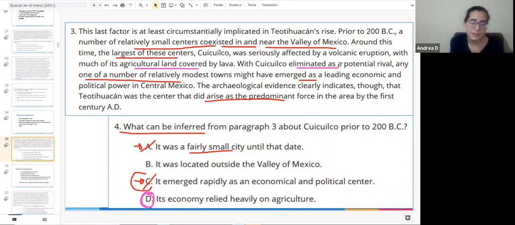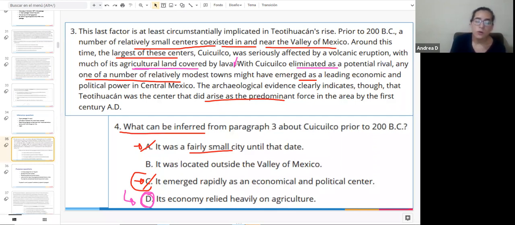So what happened? Something's missing there. So this is the step that we're missing. That's what you can infer from that. You can infer that its economy relied on agriculture. And why? Because after the volcanic eruption covered their land, they disappeared. So something's missing there. You can kind of add that sentence here. You can say, since its economy relied heavily on agriculture, Cuicuilco was eliminated as a potential rival. So because its economy relied on agriculture, they were eliminated as a rival.